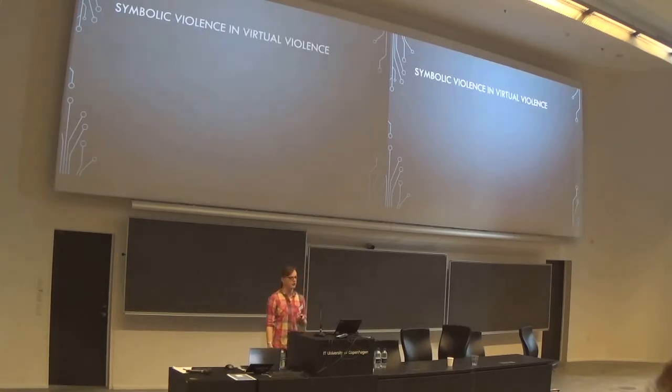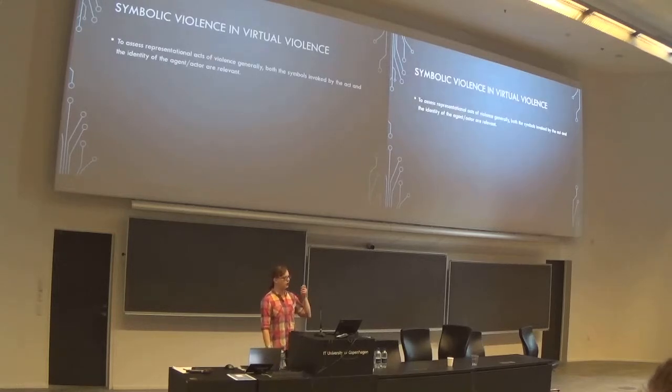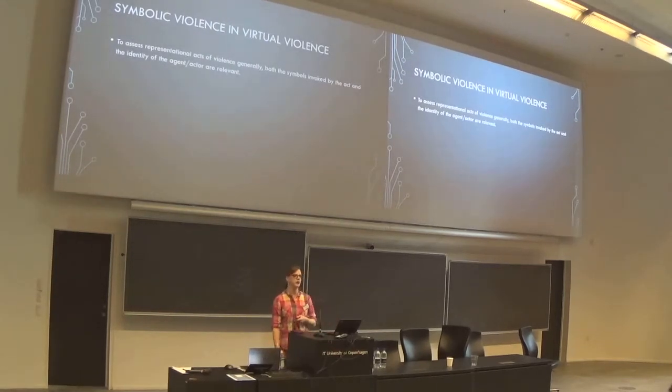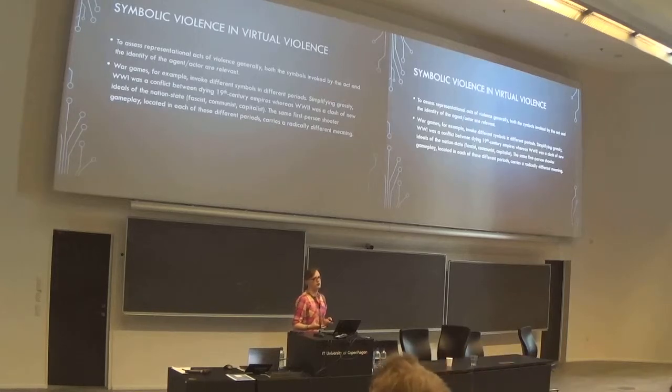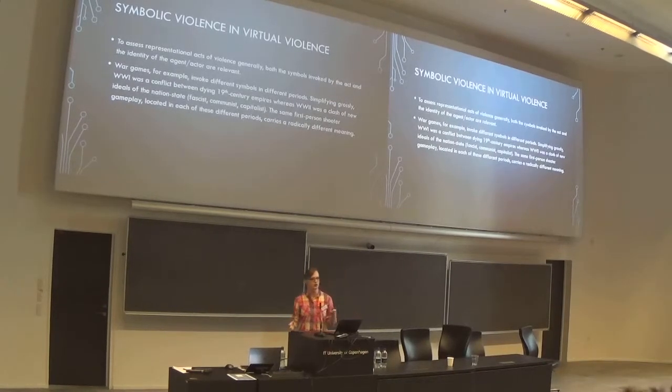So how do we apply that to video games? Well, we need to know both what symbols are going on in a specific game and the identity of the agent. I'm mostly going to focus on the first half of that today. So very quick example before I get into the main example I want to talk about. War games. Yeah? Different wars mobilise different symbols. Even with all respect to the historians in the room, even if wars all have the same underlying causes, or whatever our position is on the actual causes of war, they invoke different symbols.